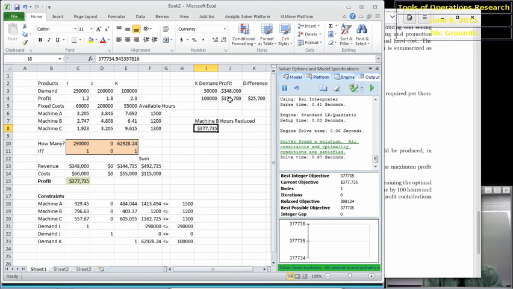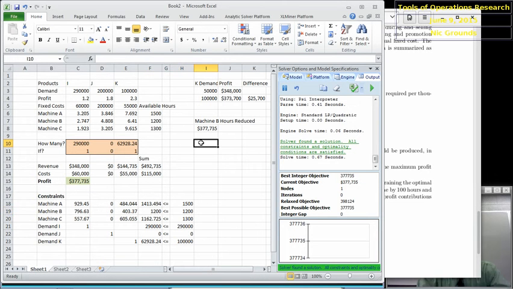So a better profit than what we got before, because obviously machine A had more hours. Previously it was constraining the optimal solution. Now it's not. Now machine B is constraining. So the machine we took hours away from has now become the machine that constrains how many I's and K's can be made, and hence how much profit can be made.